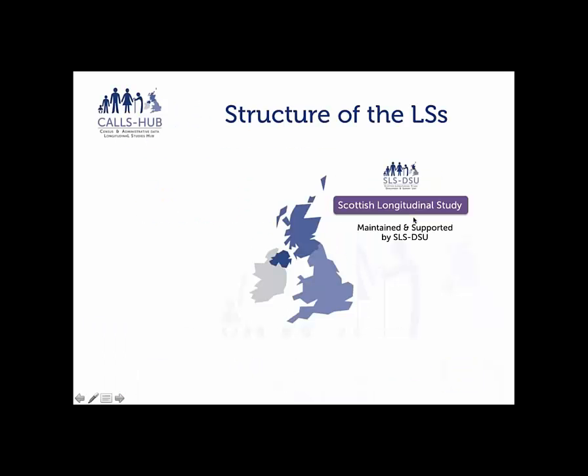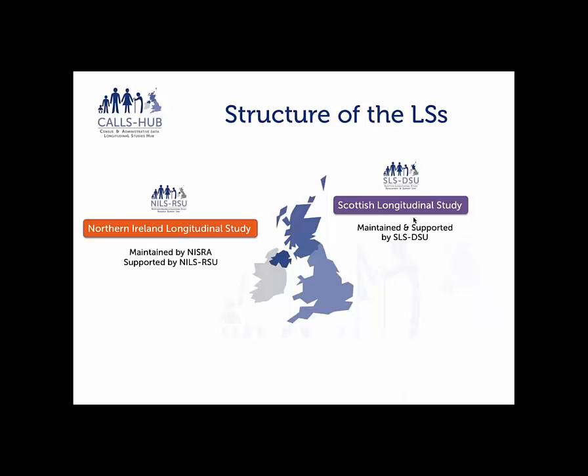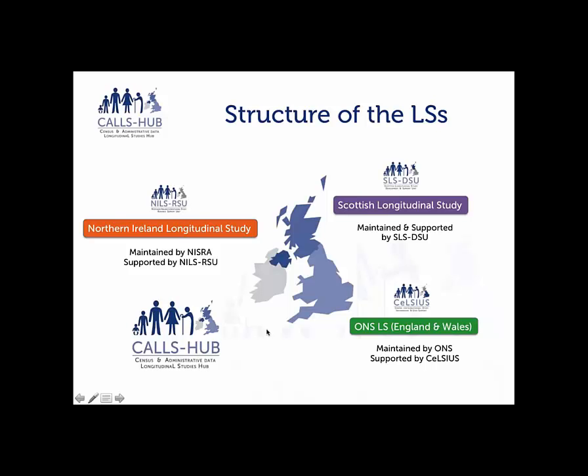So in the UK, similar to the different censuses, we have the Scottish Longitudinal Study, which is maintained and supported by the SLS Development Support Unit. We have the Northern Ireland Longitudinal Study, the NILS, which is maintained by NISRA and supported by the NILS Research Support Unit. And for England and Wales, we have the ONS LS, which is probably the most well-known, and that's maintained by ONS and supported by CeLSIUS. And CLS Hub has been created just to bring these together, support them and promote them to the wider research community.